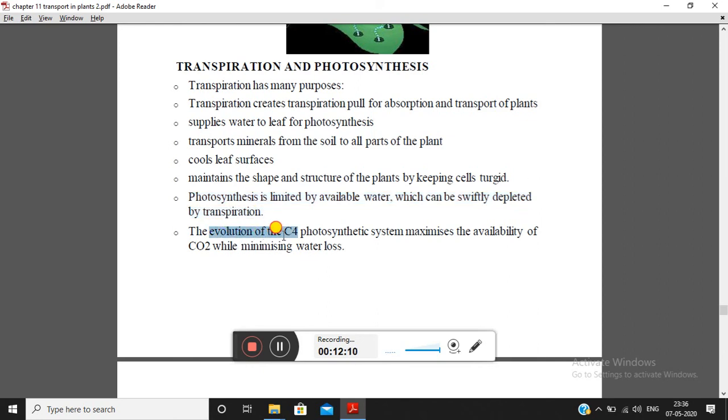The evolution of the C4 photosynthetic pathway has an ability to maximize the availability of carbon dioxide, and it also has an ability to minimize the loss of water. Loss of water has been minimized by 50% in the C4 pathway compared to the C3 pathway, which we will learn in more detail when we come to the process of photosynthesis. So transpiration also helps in the evolution of the C4 photosynthetic pathway.